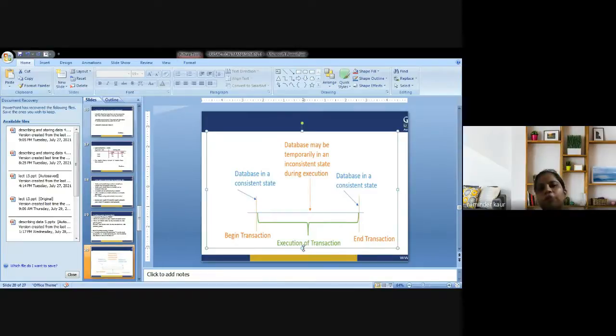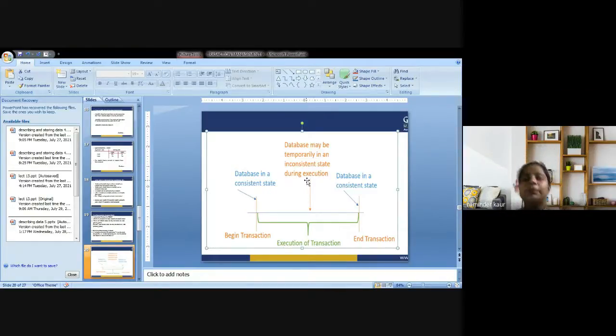So this is the process of the transaction. If we are beginning a transaction and the database is consistent before the starting of the transaction, then it must be consistent after completing the transaction. So that is why I always say, if it is consistent before the execution of the transaction, then it must be consistent after the execution of the transaction. So this is begin transaction, this is end transaction. If the database is in a consistent state before the beginning, then it must be in a consistent state after the end of the transaction.